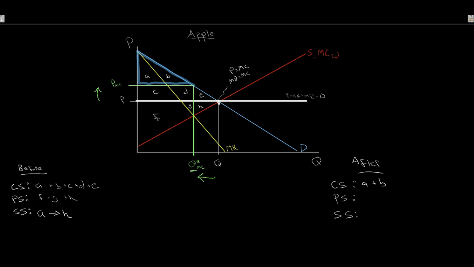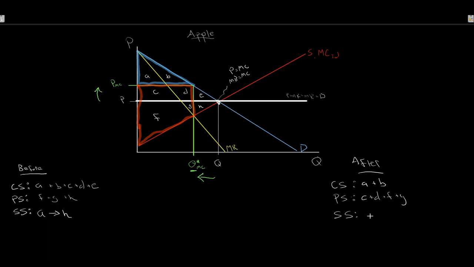My new producer surplus is above my willingness to accept, all the way out to Q star, up to the price I actually do accept, the monopolistically competitive price, all the way down there. So in that case, what do I have? C, D, F, G. C plus D plus F plus G.